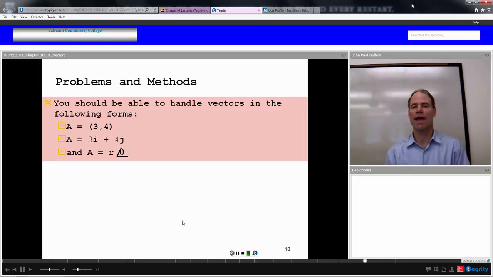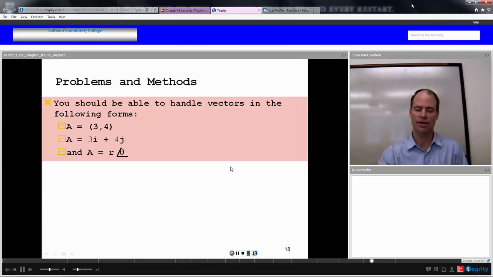You should be able to handle vectors in the following forms. A vector could be an ordered pair, 3 and 4, which just means that A is equal to 3i plus 4j. You might see a vector in that form in some future engineering course. Or in this course, we are definitely going to be using the ijk form. So we'll say vector A is equal to 3i plus 4j.